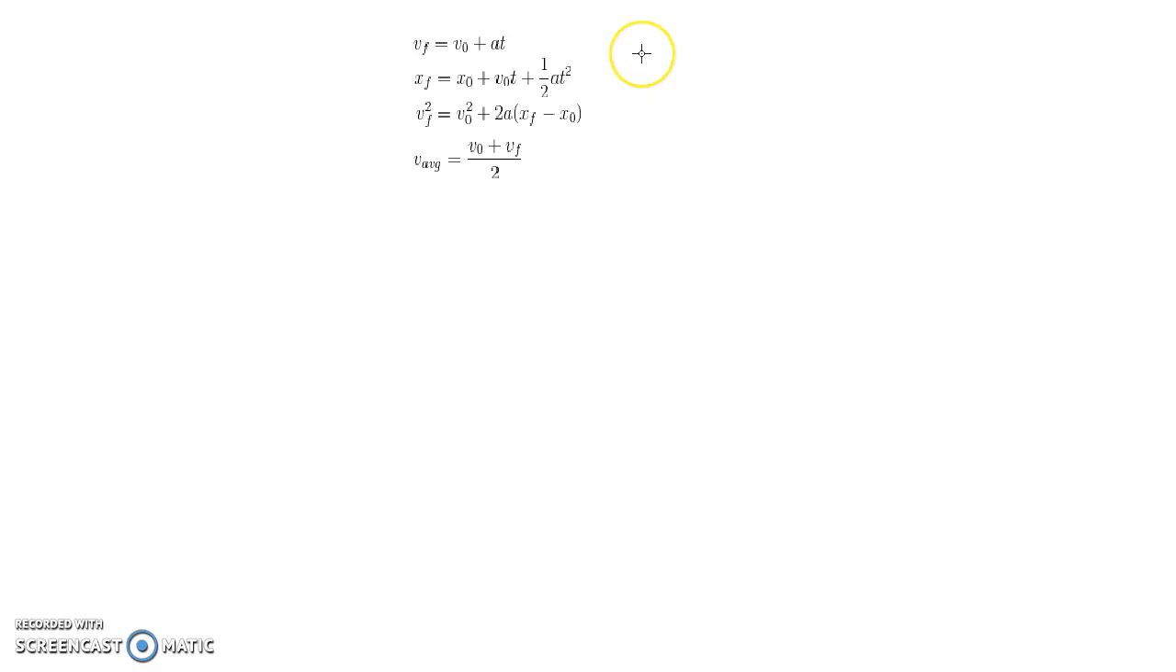So we have the final velocity is equal to the initial velocity plus acceleration multiplied by time. We have the final position is equal to initial position plus the initial velocity multiplied by time plus 1/2 of the acceleration multiplied by time squared. We have the final velocity squared equals initial velocity squared plus 2 times the acceleration multiplied by the difference between the starting and the final position. And last, the average velocity is equal to the initial velocity plus the final velocity divided by 2. This is just your basic definition of an average velocity.